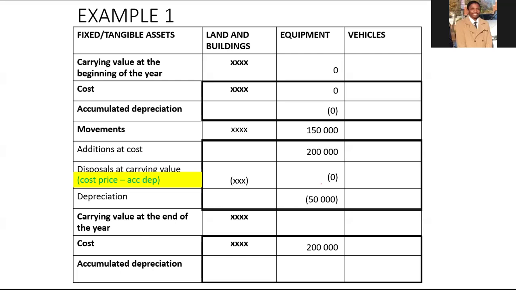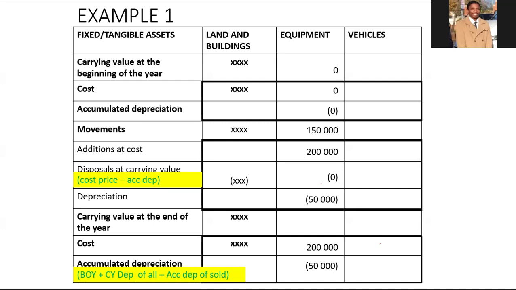Hence, when we calculate accumulated depreciation, we're going to use this formula here, which is balance at the beginning of the year plus current year depreciation minus accumulated depreciation of sold. So balance at the beginning of the year will be zero. Current year depreciation will be 50,000 and accumulated depreciation of sold will be zero because we didn't sell any equipment. So our accumulated depreciation at the end of the year will be 50,000. So accumulated depreciation is only increased by current year depreciation, just remember.